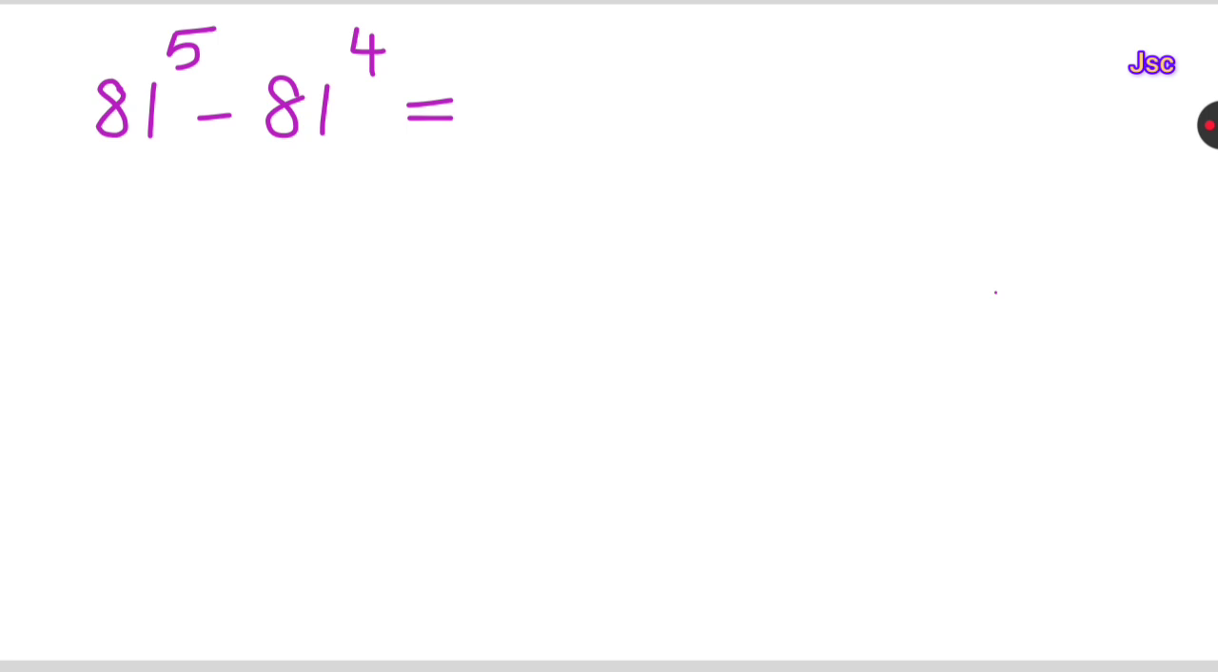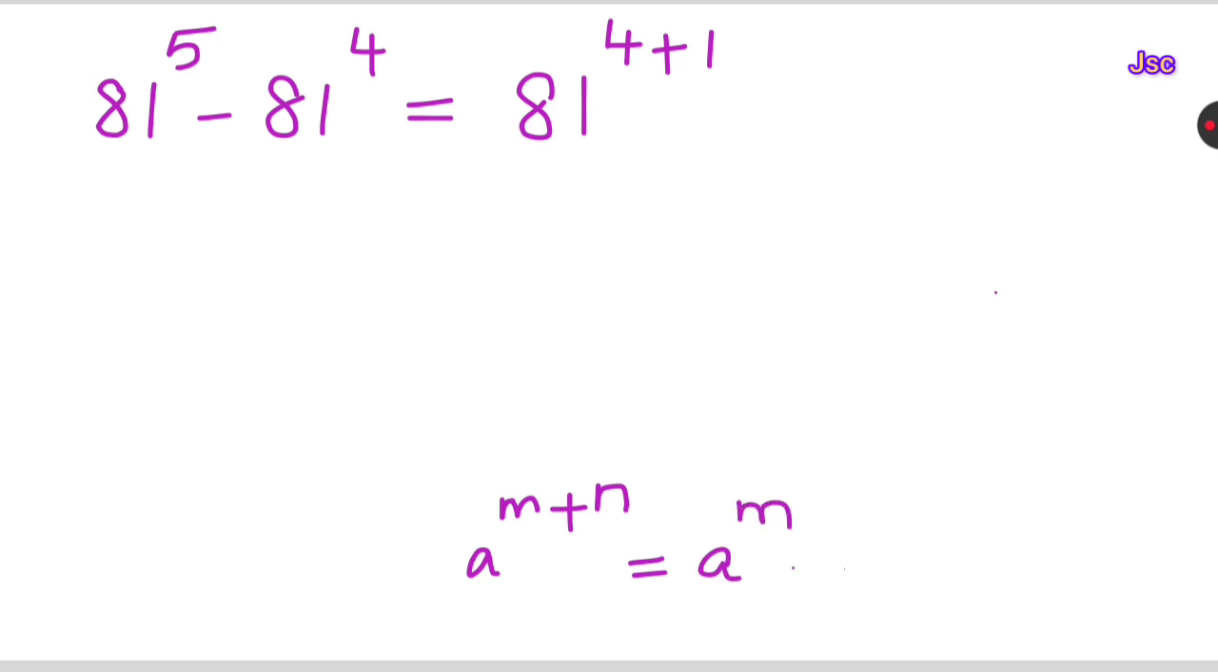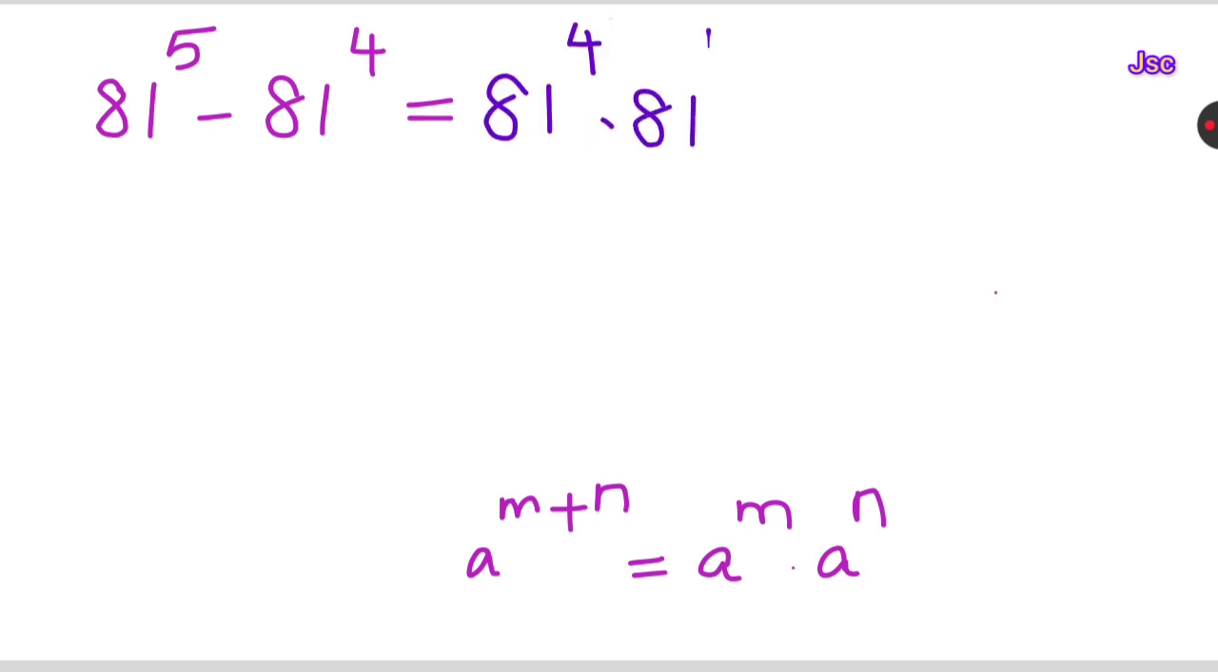The first term, 81 raised to the power of 5, we can write as 81 raised to the power of 4 plus 1. Isn't it? Now it is in the form of a raised to the power of m plus n. We can write this as a raised to the power of m times a raised to the power of n. Similarly, the first term we can write as 81 raised to the power of 4 times 81 raised to the power of 1, minus the second term, 81 raised to the power of 4.